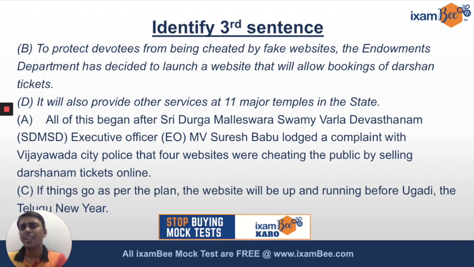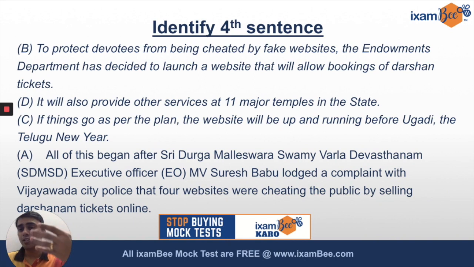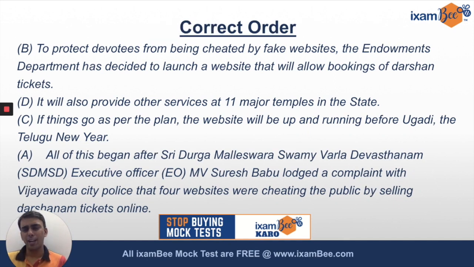C still is part of the group with B and D, right? Because they're all still talking about the website. So I would put C at the top. So it's B, then D, then C. And then you have A, which says "all of this began after a person lodged a complaint with the police that 4 websites were cheating." So now I'm deviating from just talking about the website, and now I'm talking about how all of this started. Right? So B, D, C, A is my correct order.